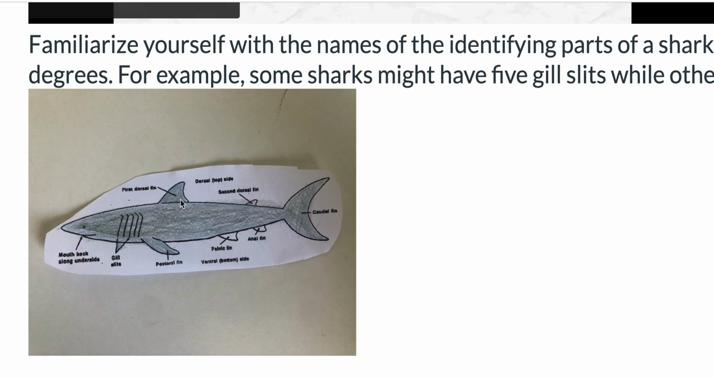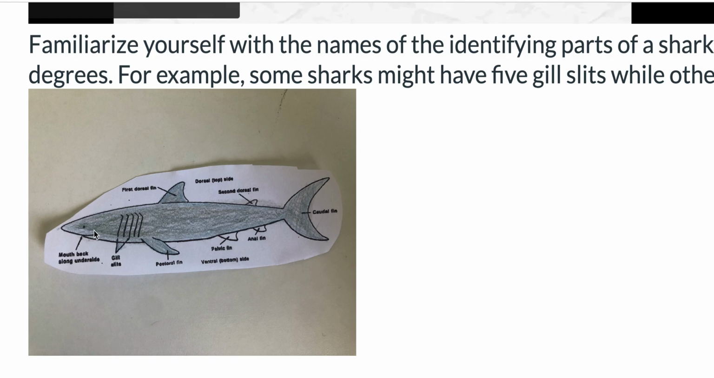So on the top of the shark, we have the dorsal fin. So this is always called the first dorsal fin. So the first fin to show up that you would see, like as the shark is swimming, that's called this first dorsal fin. And then a lot of sharks have a second dorsal fin, but not all of them. And then they have a big fin on the back called a caudal fin. It's almost like a tail fin, but it's called a caudal fin.